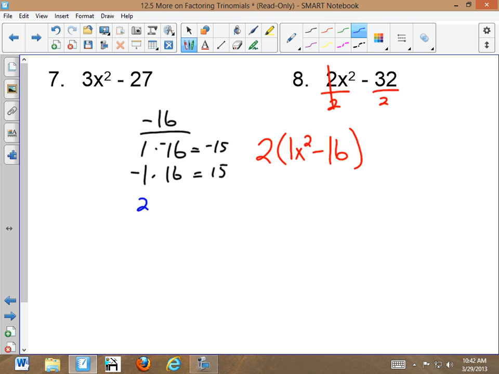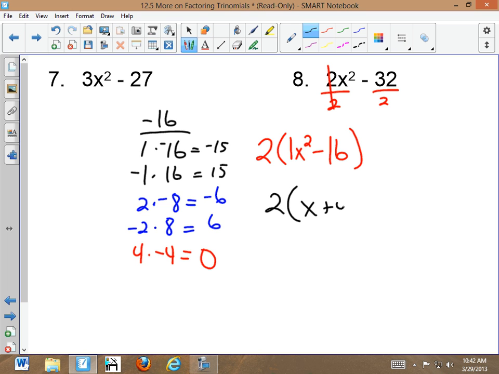Then I go to 2. 2 times negative 8, negative 2 times positive 8. This equals negative 6, this equals positive 6. 3 doesn't go into 16 evenly. 4 times negative 4, oh, that's it. That multiplies to give me negative 16 and adds up to 0. So my answer is 2 times x plus 4 times x minus 4.